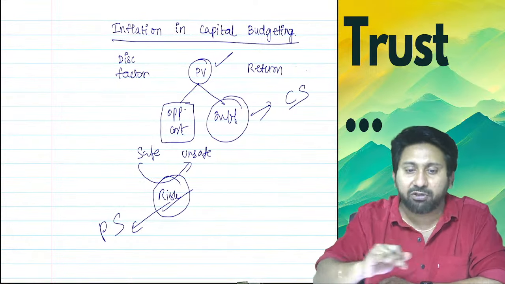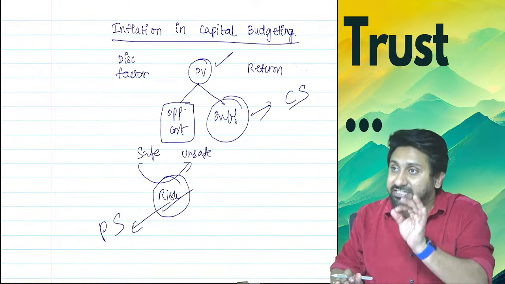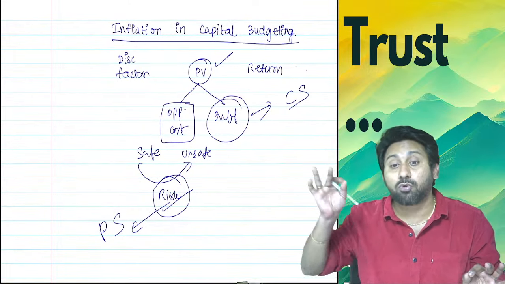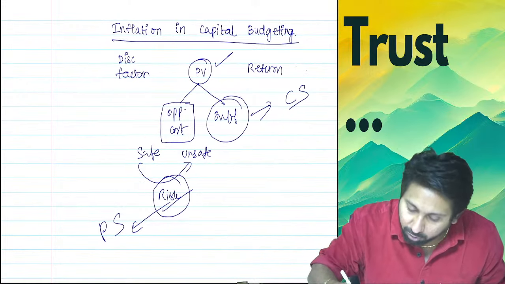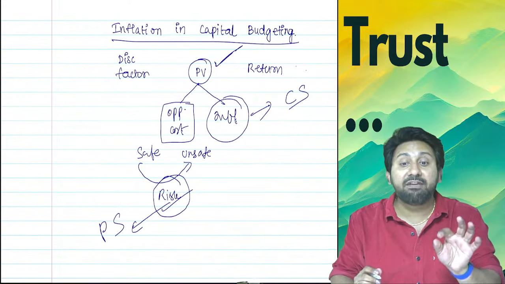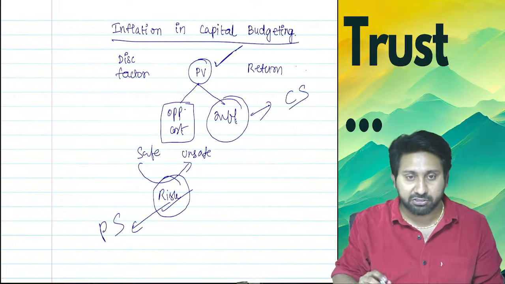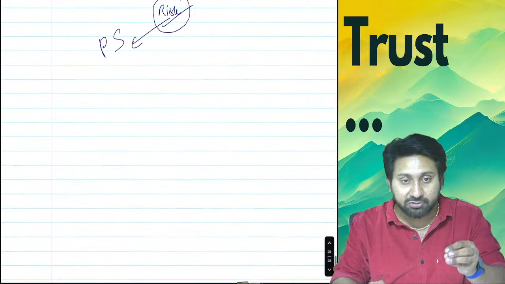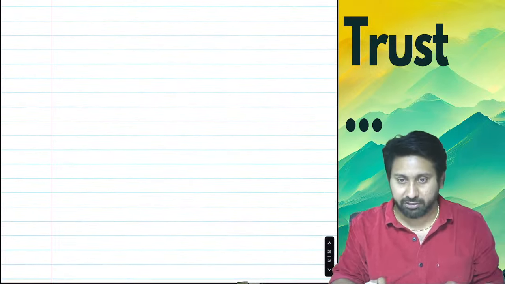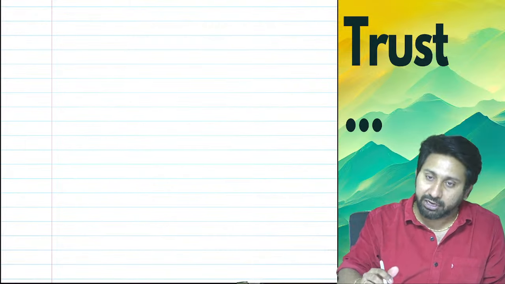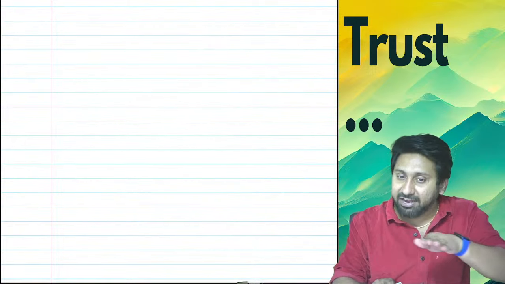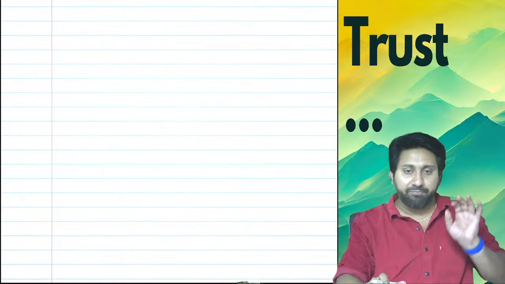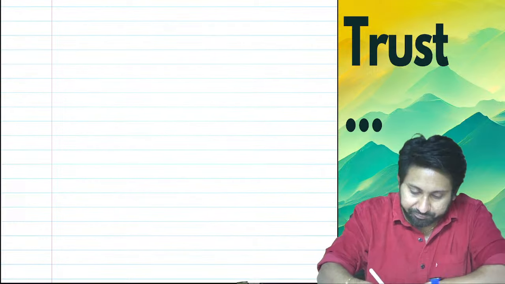The problem with all these things is risk is subjected to project, inflation is subjected to country. Both of them put together, PV factors are to be taken. Now in the questions, whatever we have done till now, we didn't take inflation separately, we didn't analyze separately. Now, first point number one.